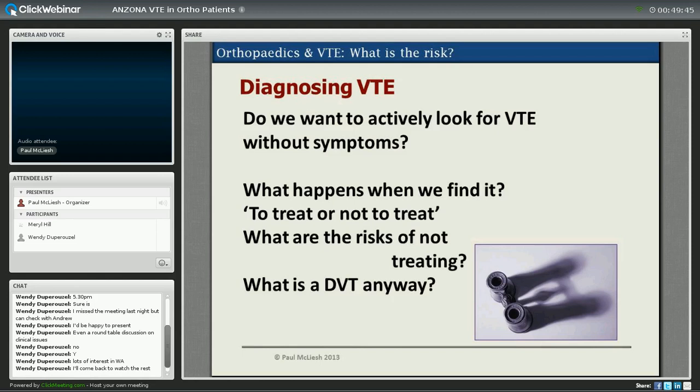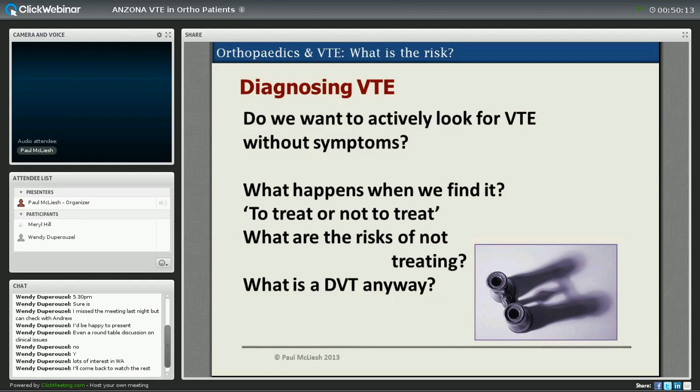What is a DVT? So that might seem like a weird question, but there's all sorts of differences. There's differences where the DVT is located, so if it's in the more superficial veins or in the deeper veins. If it's in the proximal lower limb, it's more of a risk supposedly than if it's in the distal lower limb as well. So there's a few variations in terms of what actually is a DVT as well.